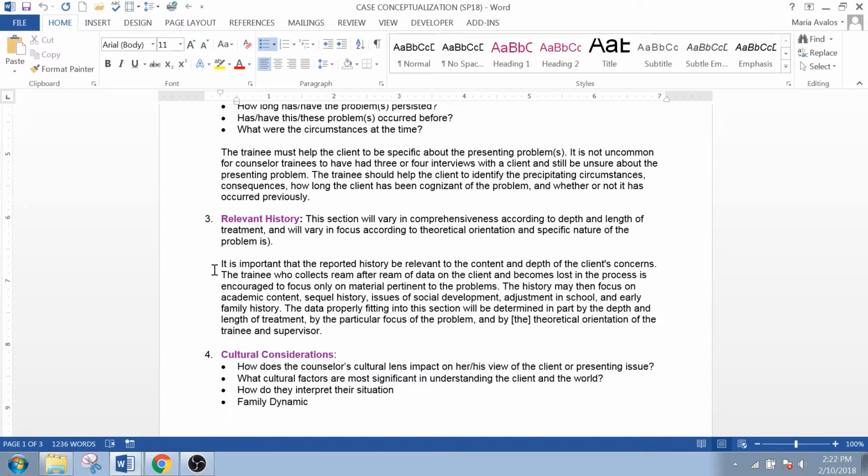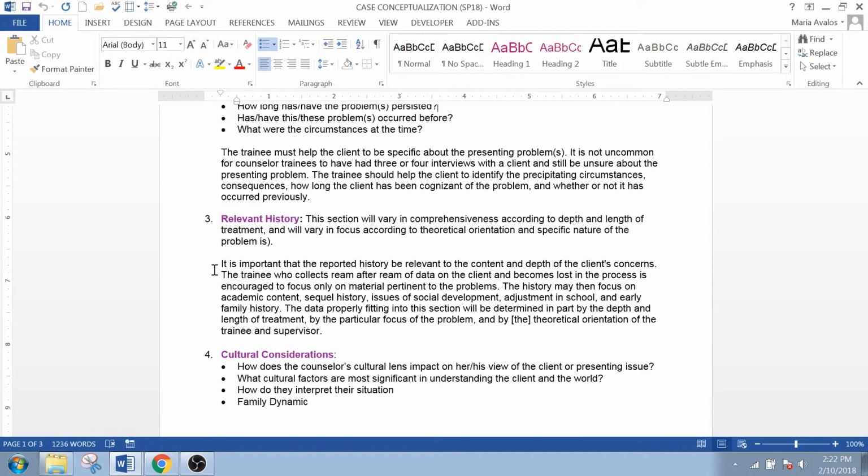The history may then focus on academic content, a sequential type of history, issues of social development, adjustment in school, and early family history. The data properly fitting into this section will be determined in part by the depth and length of treatment, by the particular focus of the problem, and by the theoretical orientation of the trainee or counselor. Because remember, depending on our bent, our particular theoretical framework, it tells us what influences and may cause maladaptive behaviors. And then it also tells us, if we believe in that certain theory, what techniques we use.